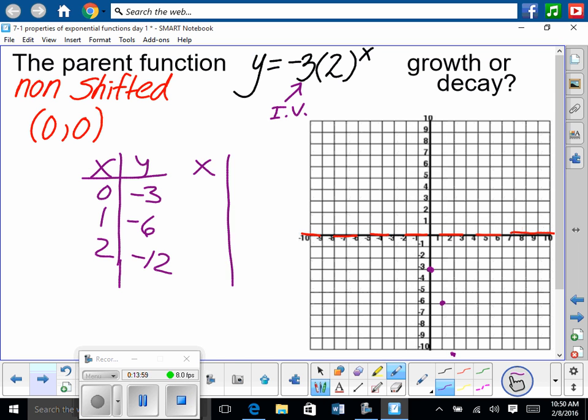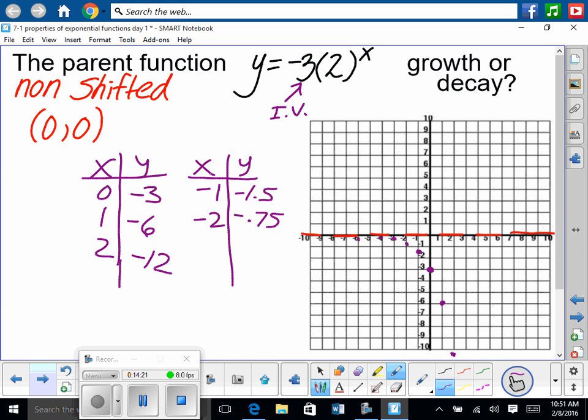So x, y. So plug in -1. -1.5. So we're going -1 down 1.5. Plug in -2. -0.75. So we're going to -2 and then down 0.75. So that's close to 1. So then it's just going to keep getting closer and closer to your asymptote. You see how this is working here?